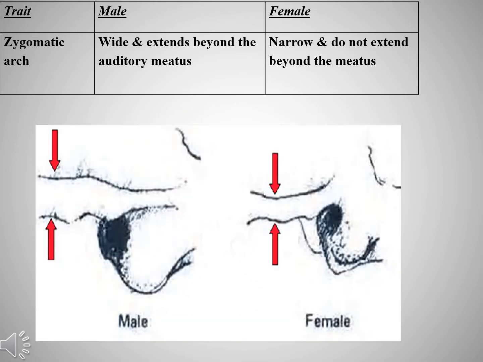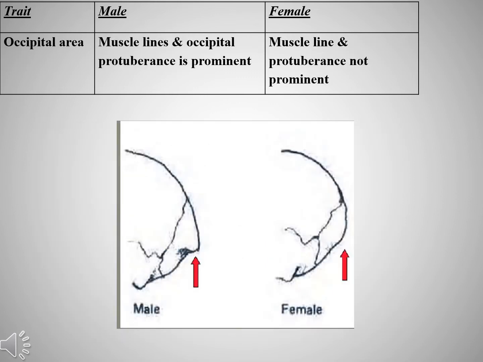Zygomatic arch in the male skull is wide and extend beyond the auditory meatus, whereas in the female skull, zygomatic arch is narrow and do not extend beyond the meatus. In the male skull, occipital area has muscle lines and occipital protuberance is prominent, whereas in the female skull, the occipital area, the protuberance is not prominent and muscle lines are also not prominent.